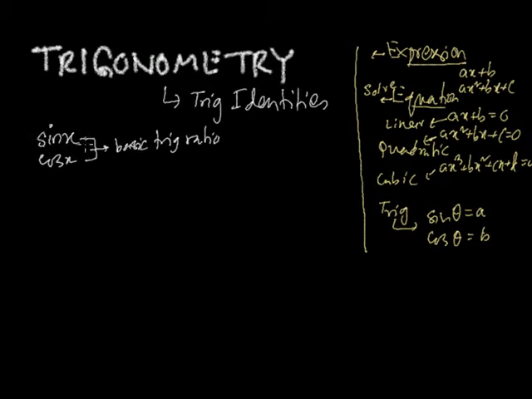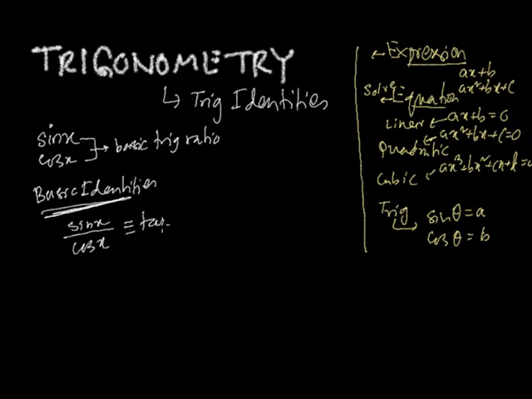Now the first basic identity is going to be sin x divided by cos x gives us a new creature called tan x. This is the first identity.